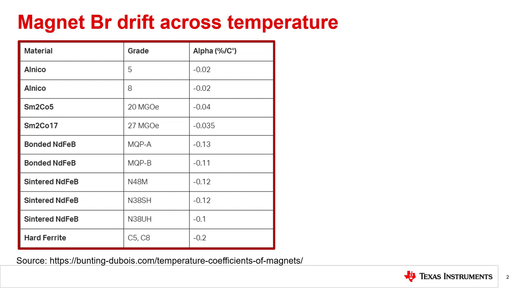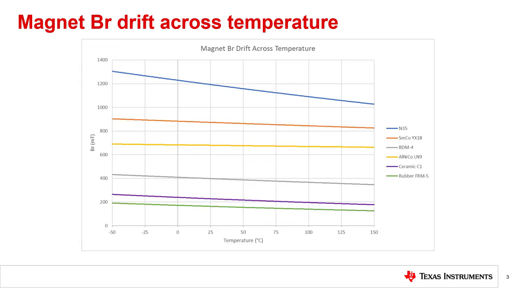This chart shows an example of the negative temperature coefficient denoted as alpha for a range of different magnet types. This plot also shows the change in remanence for some magnet types over the temperature range of negative 50 degrees Celsius to positive 150 degrees Celsius. Note that, in general, the remanence of a magnet decreases as temperature increases.